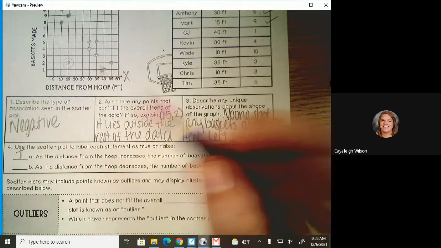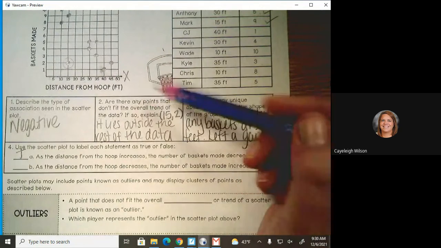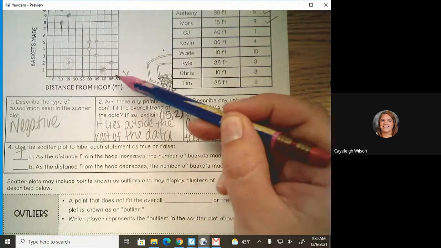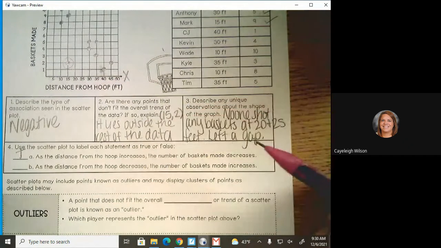Okay, and then B: as the distance from the hoop decreases, so if I start over here, as the distance from the hoop decreases, the number of baskets made increases.